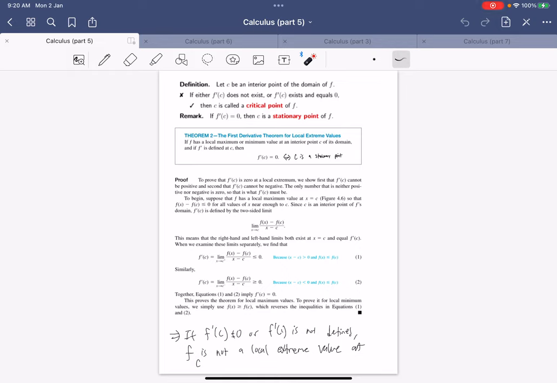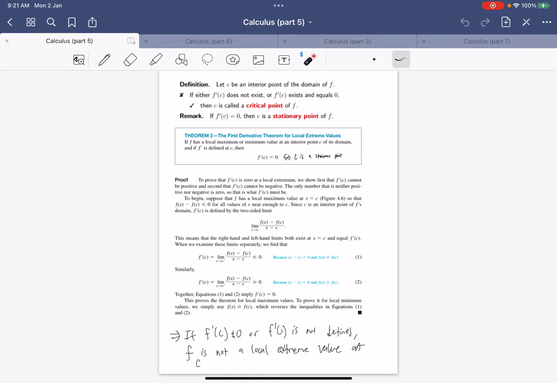And so this is now the first derivative theorem for local extreme values: if you are a local maximum or minimum, and your derivative is defined, then your derivative is 0, meaning your point is a stationary point. How do we prove this? Well, the book has a proof and I'll go through it now. We'll prove why the only number that it can be is 0 and cannot be positive or negative.